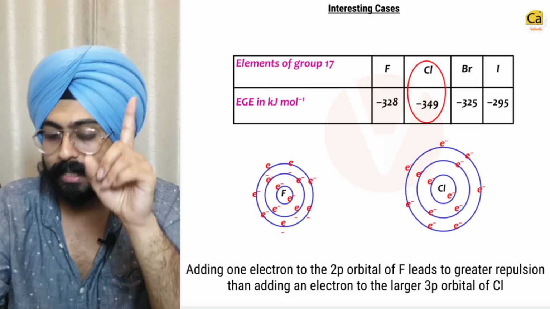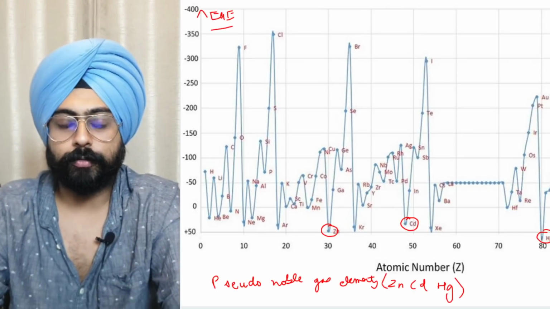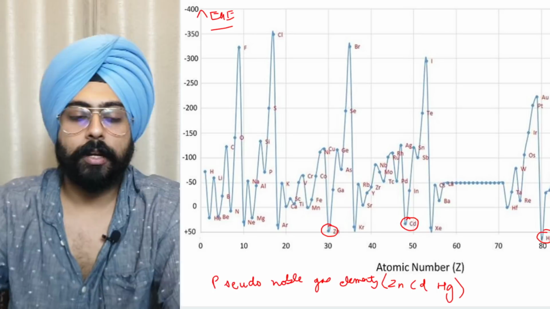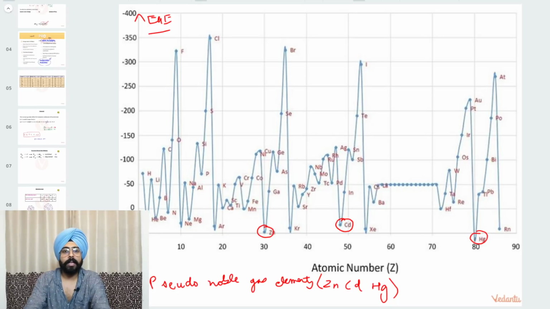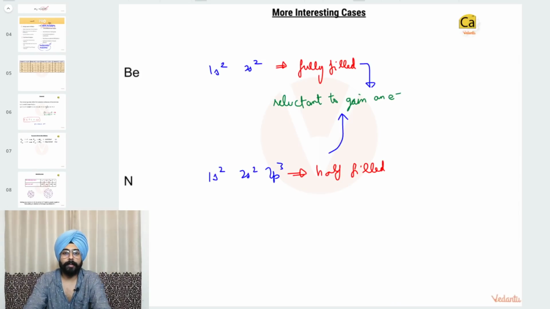So we revised that chlorine's electron affinity is more than that of fluorine, because fluorine will have electron repulsions when you try to provide it electrons. Then we saw this trend, we understood what are pseudo noble gas elements, and we realized that apart from noble gases and pseudo noble gas elements, there are more elements that are acting weird in the sense they don't want to gather any electrons, and those are beryllium and nitrogen specifically.